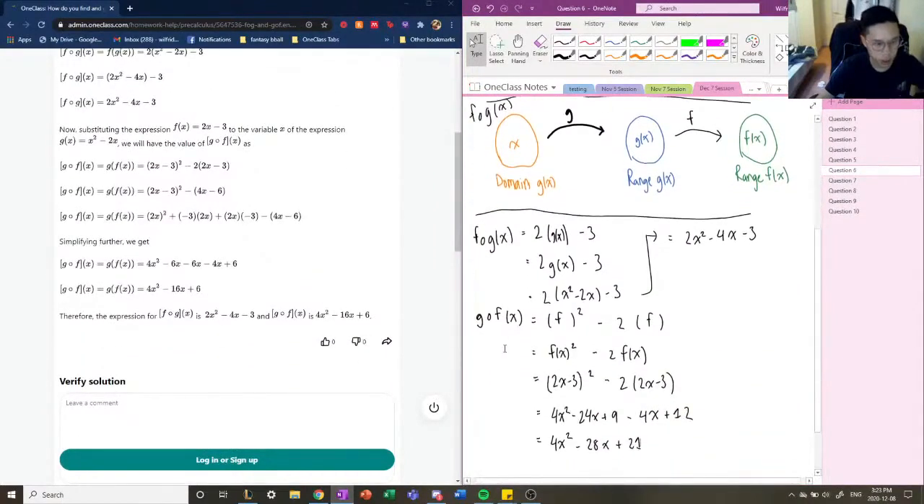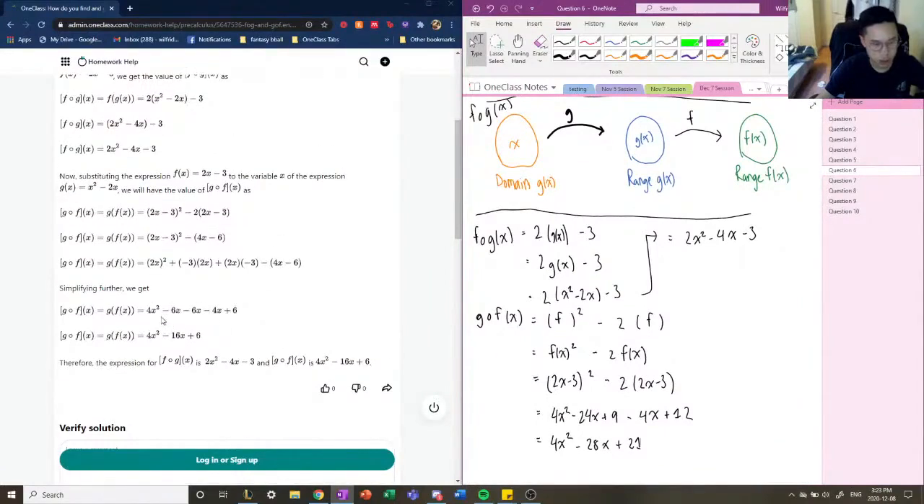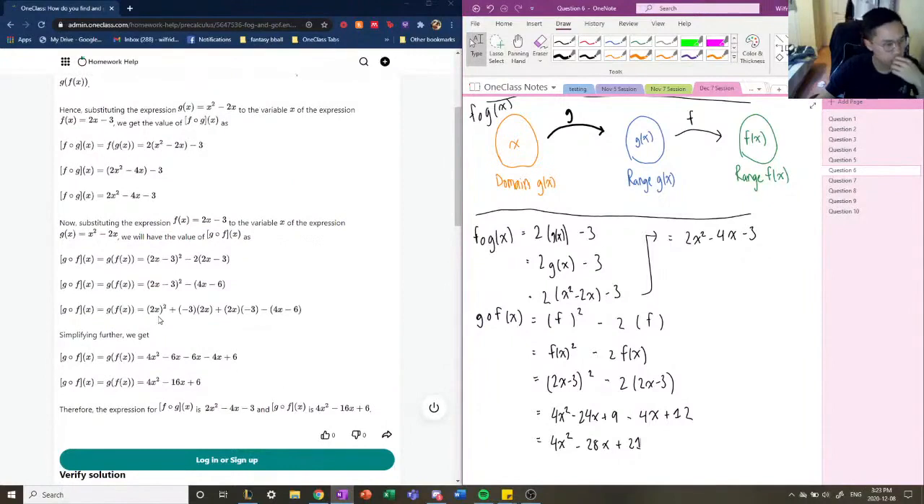Okay, did I expand wrong? G of f of x. Hold up here a second. So g of f of x, 2x. Oh, they added wrong, I believe. I also added wrong. This should be 12. And this should be 16. Sorry about that.